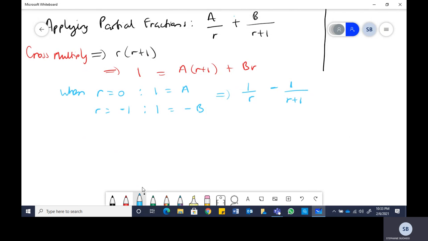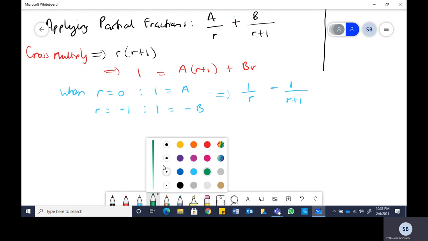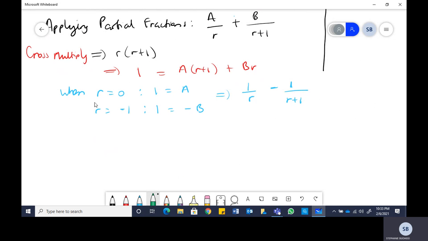Right, so our original question was to find the sum from r goes from 1 to n.